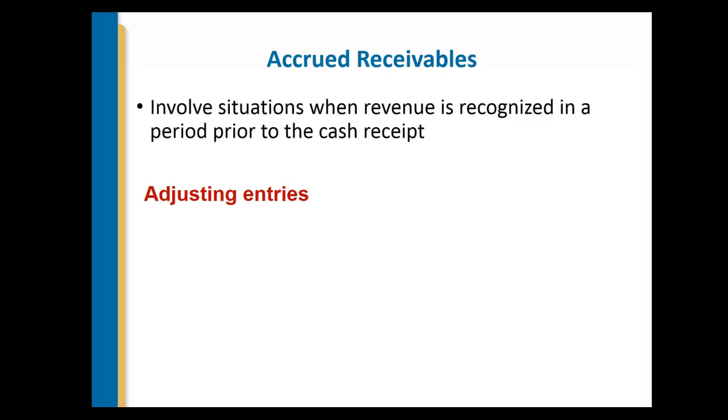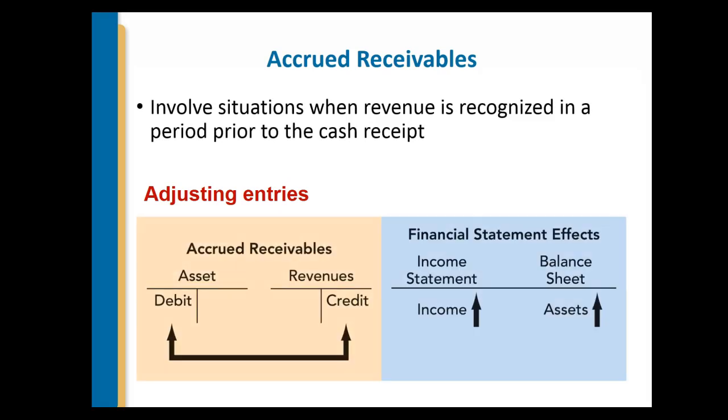Now, accrued receivables involve the recognition of revenue for goods and services transferred to customers before cash is received. The adjusting entry required to record an accrued revenue is a debit to an asset, which would be a receivable, and then a credit to the revenue account.